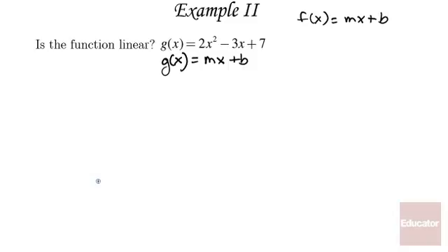Well, I'm looking at this, and I've got what looks like an mx and a b, but the problem is I also have this, and this is not part of the form for a linear function, this x squared term. Therefore, this is not a linear function. Once again, I can't get it into the right form for a linear function.